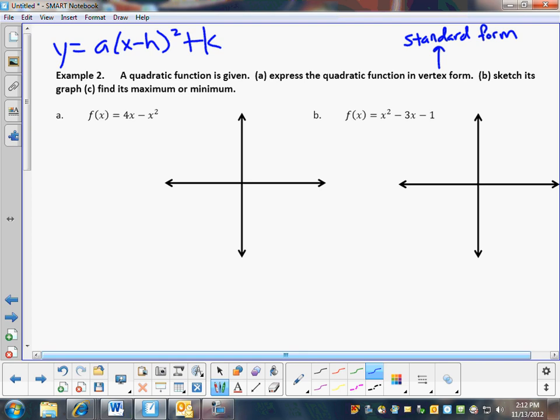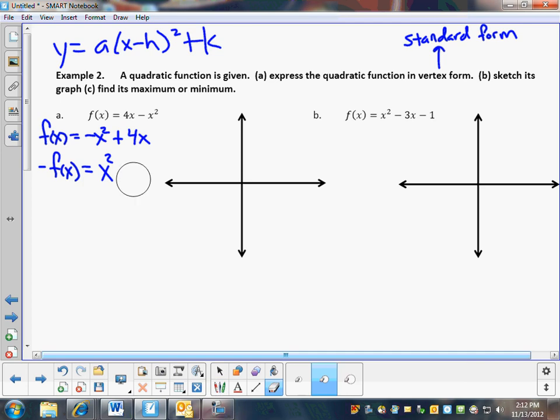So if you see I have a negative x squared, I'm going to rewrite it like this. f of x is equal to negative x squared plus 4x. So do you remember last year what you would do right away? Divide off the negative. So I have to divide everything by -1, right? Even the f of x. So if I divide everything by -1, I get negative f of x is equal to positive x squared minus 4x.